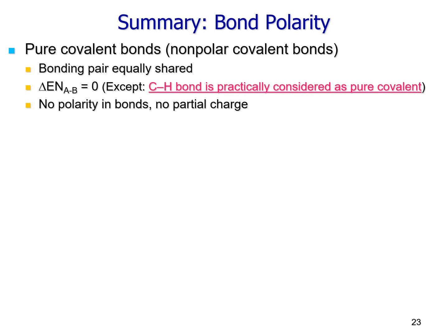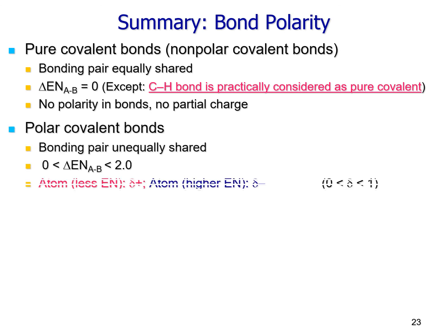For a pure covalent bond, we understand that the electronegativity difference must be 0, and the bonding pairs are equally shared. But if you take organic chemistry, people usually think of a carbon-hydrogen bond as pure covalent, for a lot of reasons, just to simplify it. That's just for your information. For a pure covalent bond, there's no polarity in the bond, and there's no partial charge buildup.